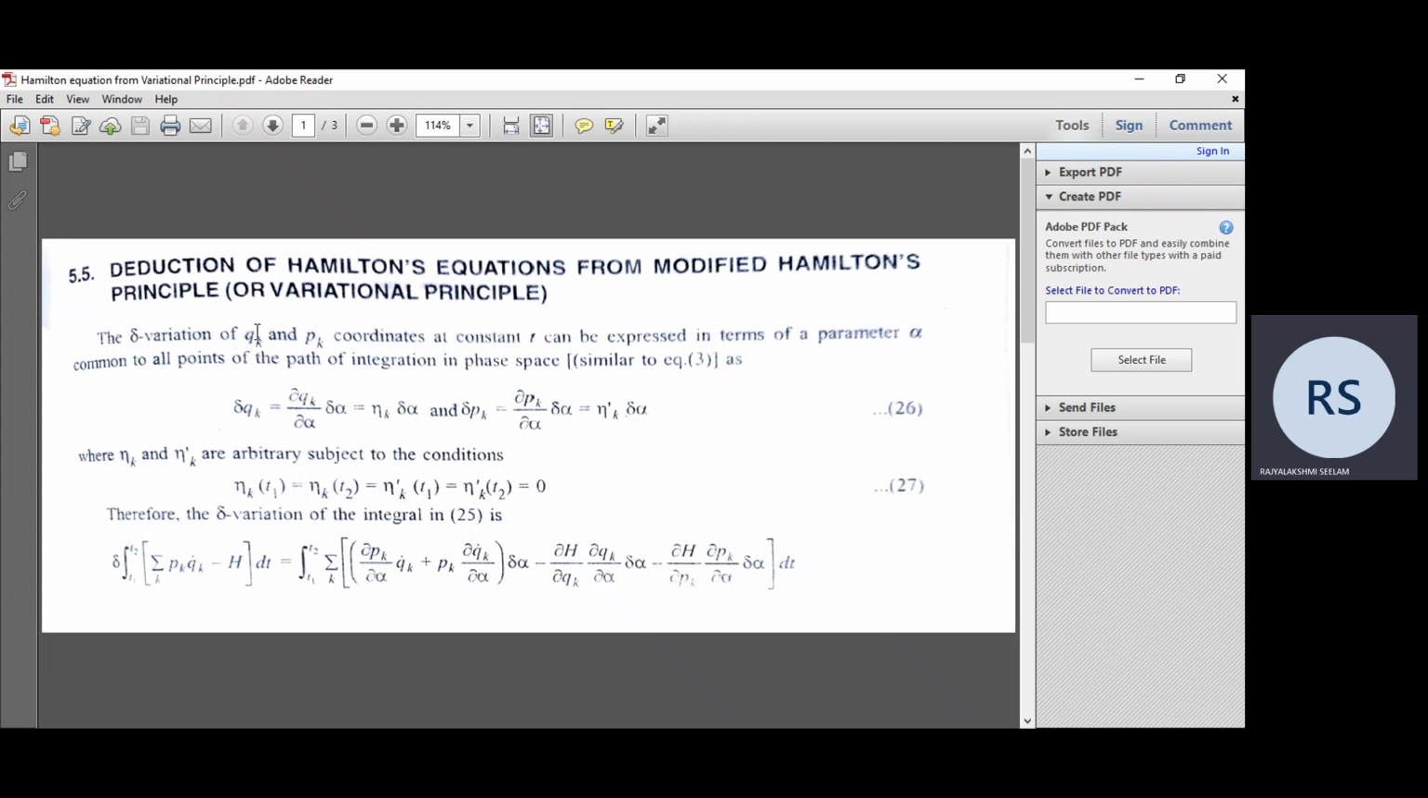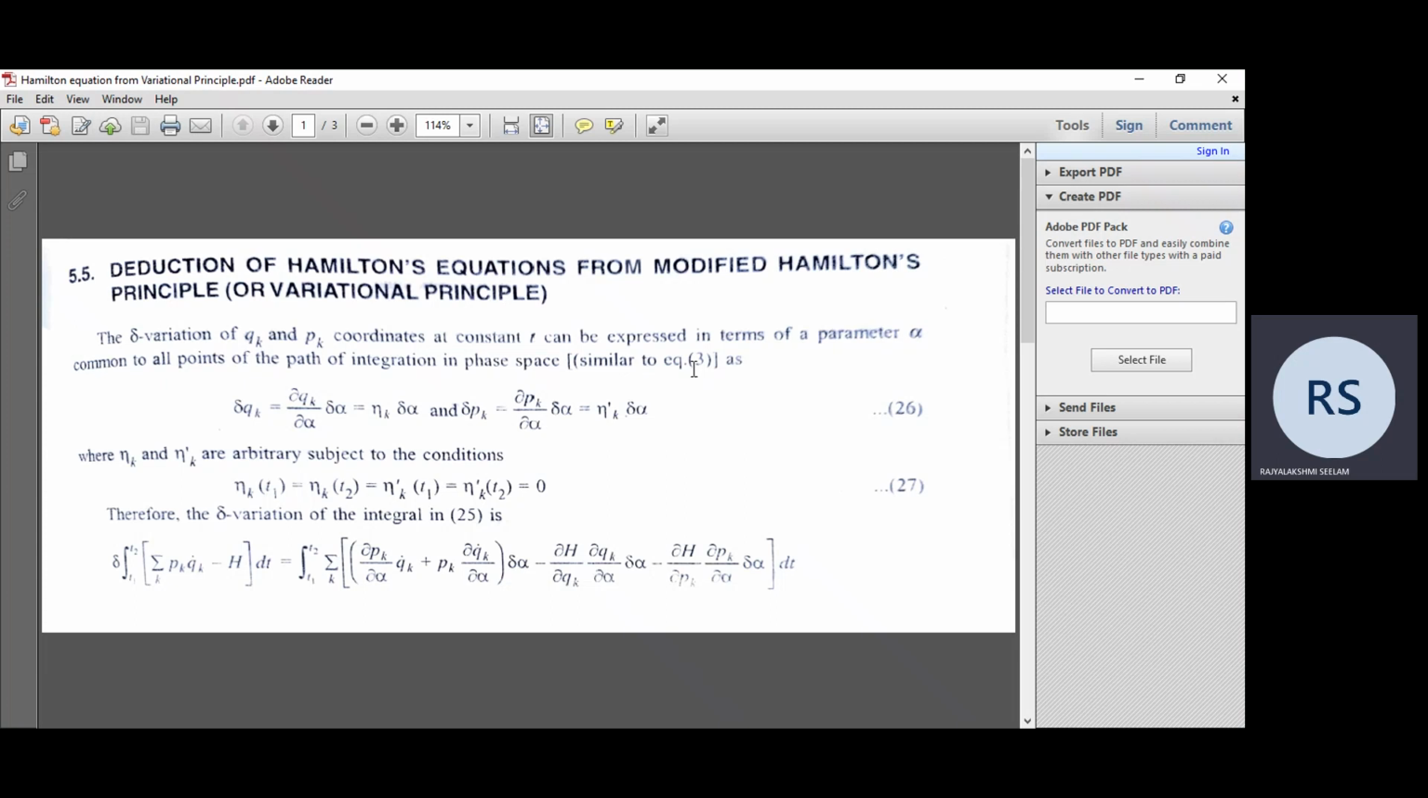pk. Here we have to express the delta variation, that means very small variation of the coordinates qk and pk. We have to express in terms of a parameter alpha, which is common to all the points of the path of integration. Let me say once again, let us consider the phase space, and here at constant time we have to express the coordinates of qk and pk. The delta variation of these coordinates we have to express in terms of parameter alpha, which is common to all the points of the path of integration.